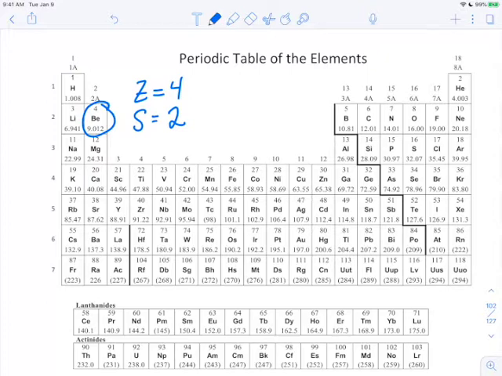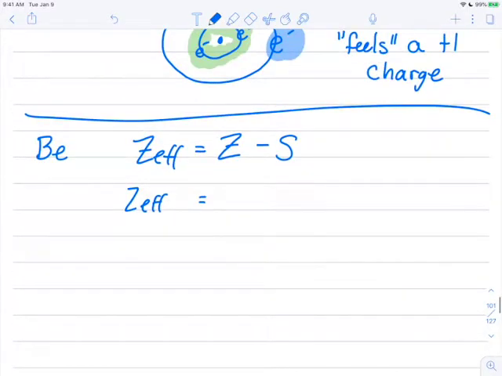All right, so if our Z is 4 and our S is 2, what is Z effective? Excellent, 2. And I'm just going to put that plus 2 for emphasis. You don't have to write the plus. Any number, if you don't put a negative, I assume it to be a positive. All right. Any questions about how we found the effective nuclear charge for beryllium?